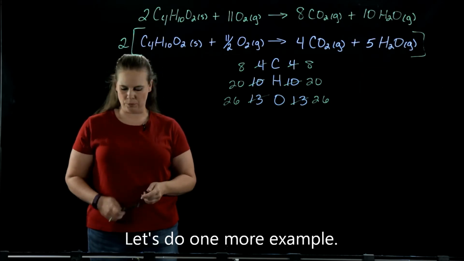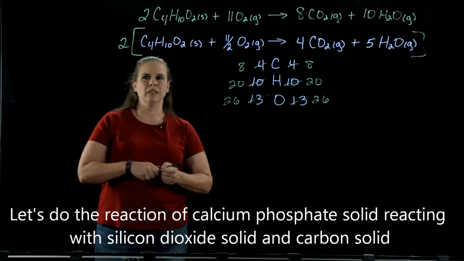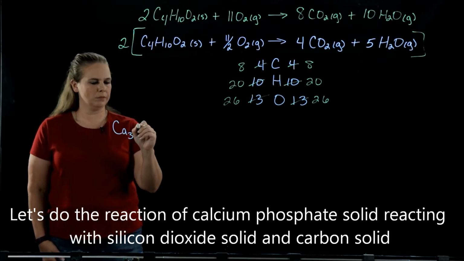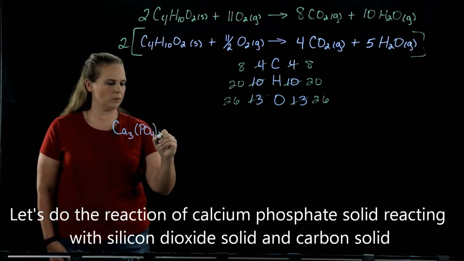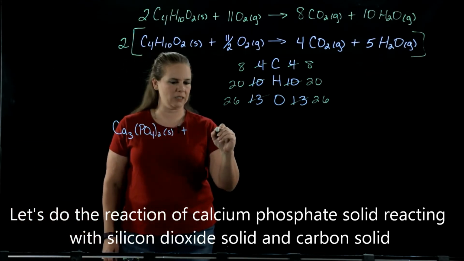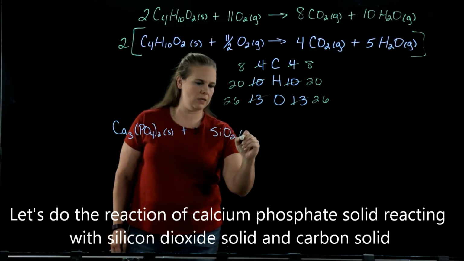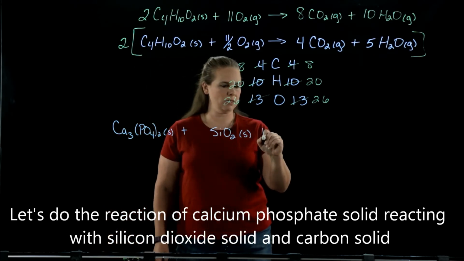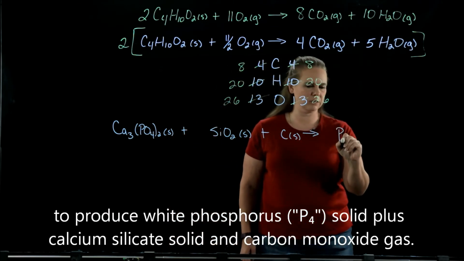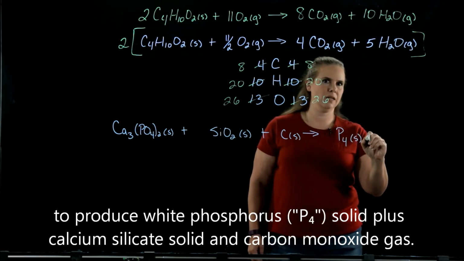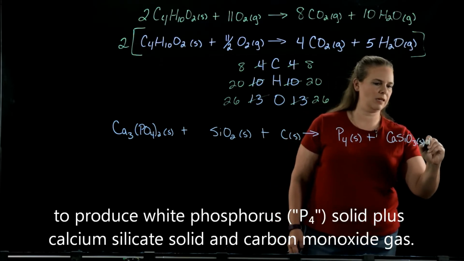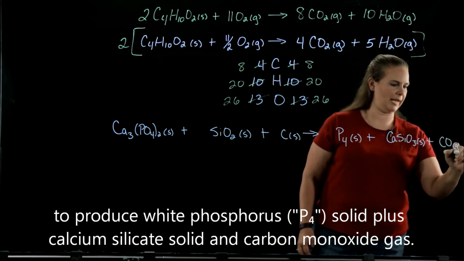Let's do one more example. Let's do the reaction of calcium phosphate solid reacting with silicon dioxide solid and carbon solid to produce white phosphorus, P4, solid, plus calcium silicate, solid, and carbon monoxide gas.